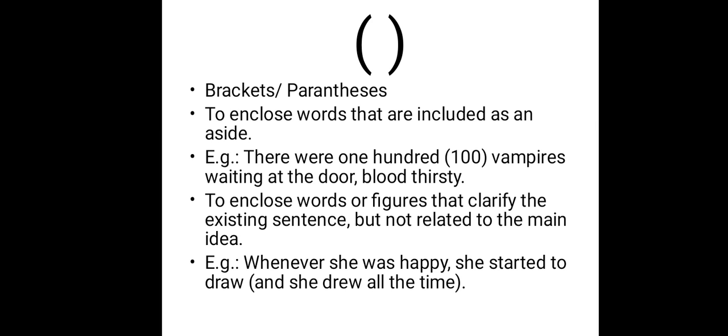And to enclose words or figures that clarify the existing sentence but are not related to the main idea. Like when you want to give an idea that is related but does not come with the main flow of the sentence, you always use those ideas within parentheses or brackets. The example here: whenever she was happy, she started to draw and she drew all the time. So this is not necessary for the main idea, but still this is used as extra information or clarifying some other things.